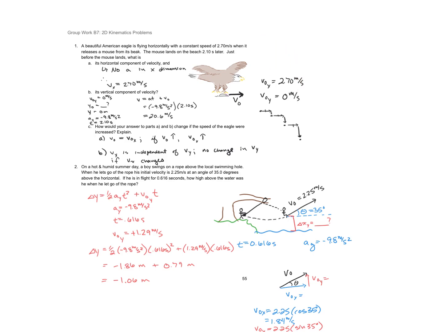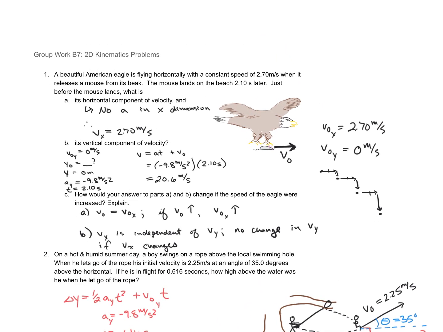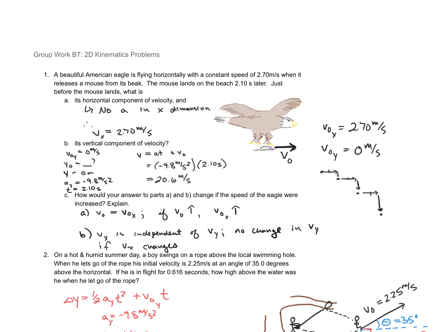So the first question is about a beautiful American eagle, which I can only assume is meant to be a bald eagle. So my little bald eagle over here, I'm very sorry, I drew the mouse in its talons, but the problem says that it was in its beak. So I hope you can forgive that oversight.